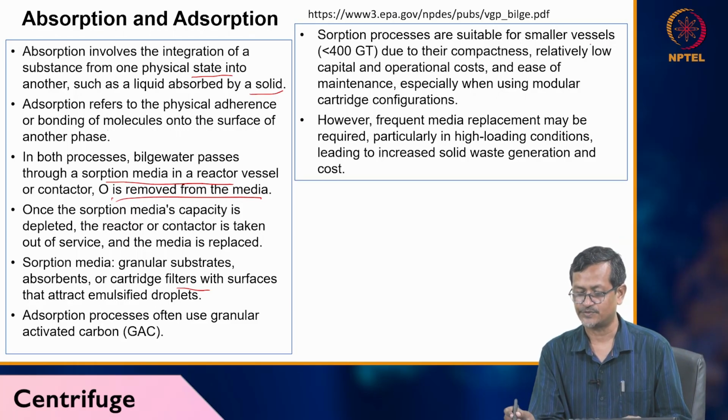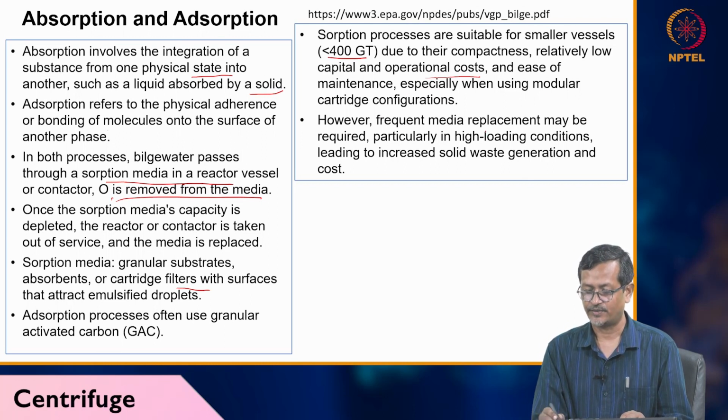Sorption process is suitable for smaller vessels less than 400 GT (gross tonnage) due to their compactness, relatively low capacity, operational cost, and ease of maintenance, especially when using modular cartridges. However, frequent media replacement may be required.